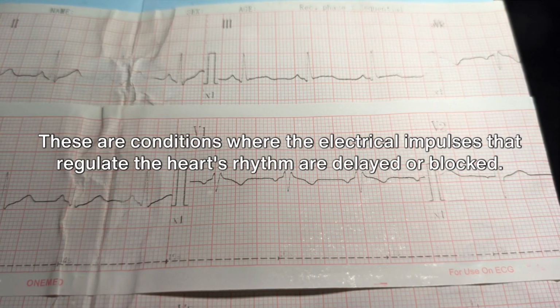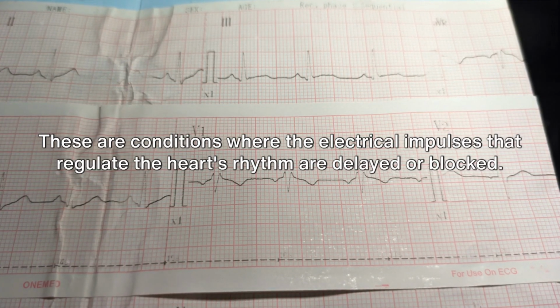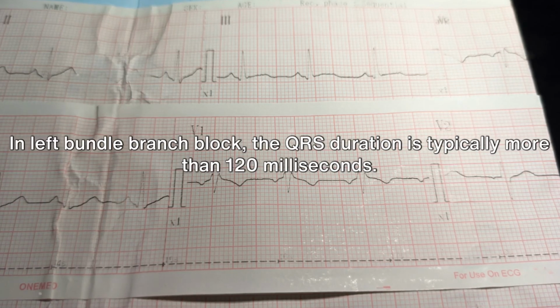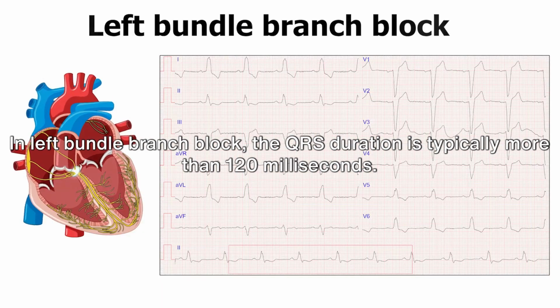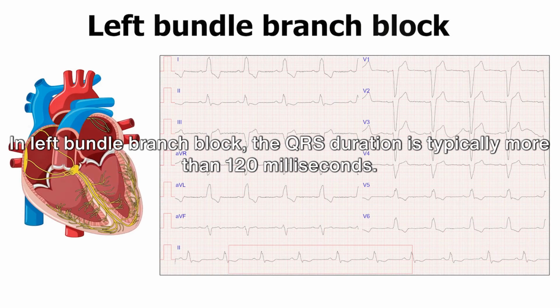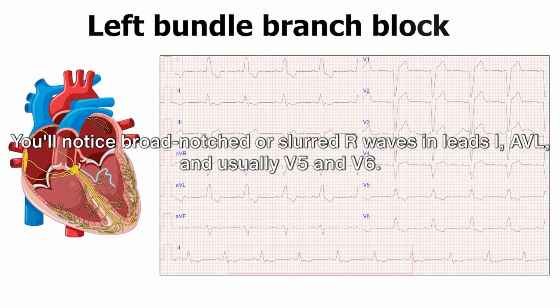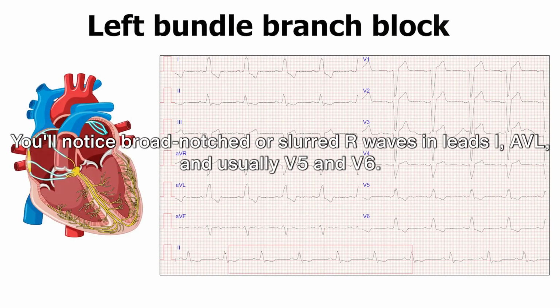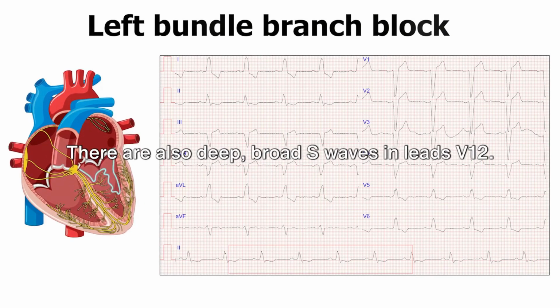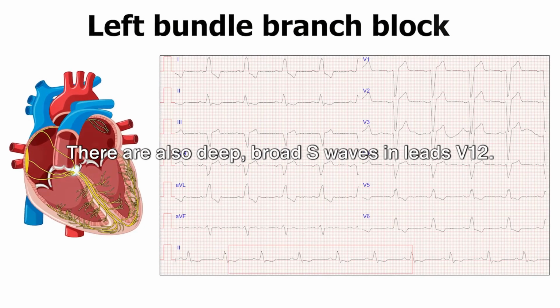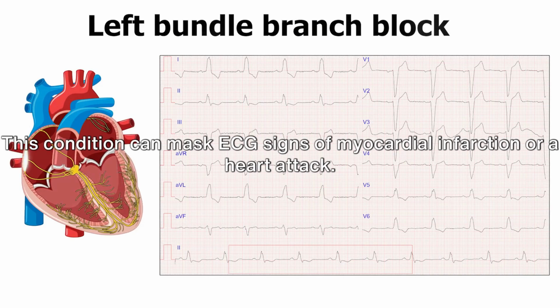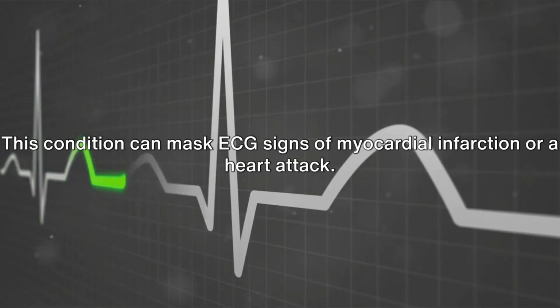These are conditions where the electrical impulses that regulate the heart's rhythm are delayed or blocked. In left bundle branch block, the QRS duration is typically more than 120 milliseconds. You'll notice broad-notched or slurred R waves in leads I, aVL, and usually V5 and V6. There are also deep broad S waves in leads V1-2. This condition can mask ECG signs of myocardial infarction, or a heart attack.